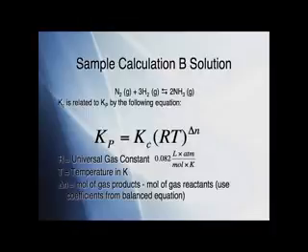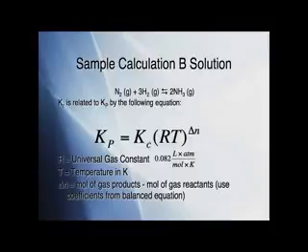Continuing with the solution to sample calculation B, we want to find K sub P, which is the equilibrium constant expressed in terms of pressure rather than in terms of molar concentrations. There's a wonderful mathematical relationship that simplifies this for us, and it's this: K sub P is equal to K sub C times the product of RT raised to a power of delta N. Now R is the universal gas constant, 0.082 liters times atmospheres over mole times Kelvin. T represents the temperature in Kelvin.